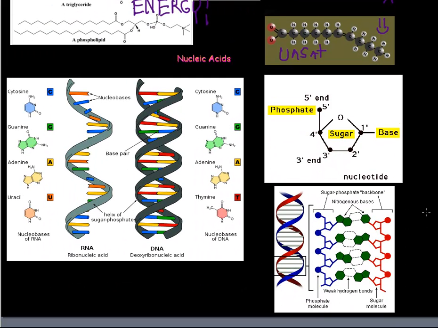Last thing are the nucleic acids. Nucleic acids are things like RNA and DNA. They are made of cytosine, guanine, adenine, and uracil for the RNA, and cytosine, guanine, adenine, and thymine for the DNA. Notice those three are the same in both. The only difference is this last one, with your thymine in there. We'll actually talk about the DNA before we talk about the RNA.